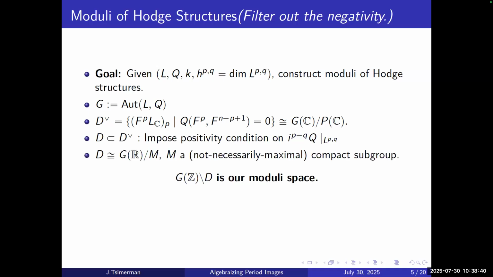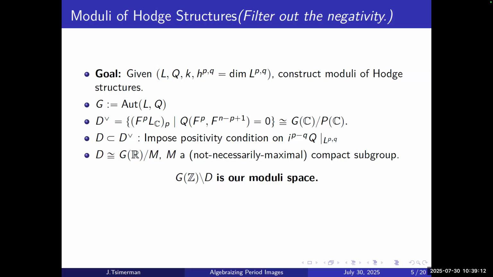And then inside there, the positivity condition on Q cuts out some open domain D inside of your algebraic variety, just imposing the positivity of this form on the H^{p,q} pieces. And this D is also symmetric in this way. It's acted on only by the real points now, because the complex points don't play well with this. And it's isomorphic to G_R mod M, which might look familiar from Hermitian symmetric spaces. The difference here, though, is this M might not be a maximal compact subgroup, it's just a compact subgroup.